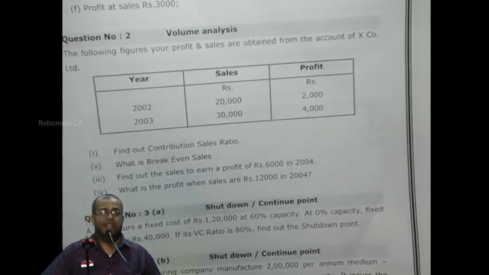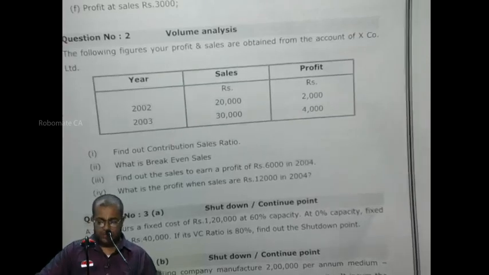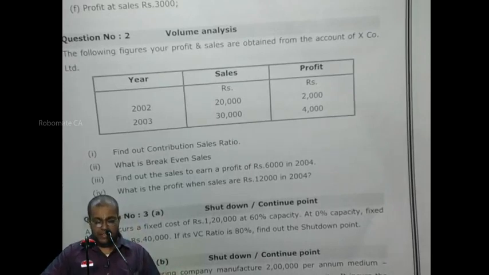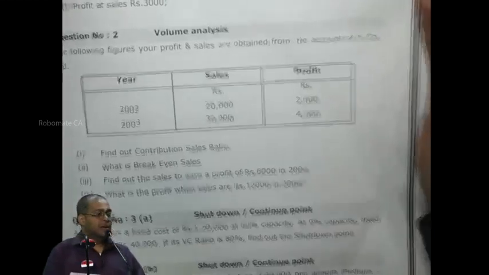What is contribution sales ratio? PV ratio. It is profit volume ratio or contribution to sales ratio. Also find break even sales, sales to earn a profit of 6,000 in 2004, and profit when the sales is 12,000. Now, very simple.